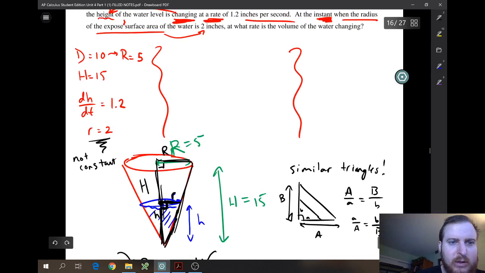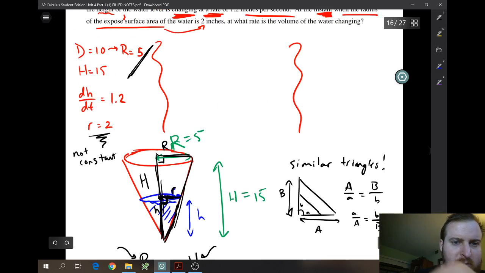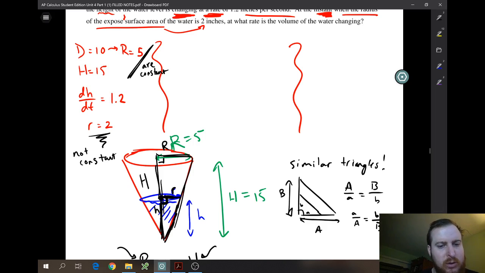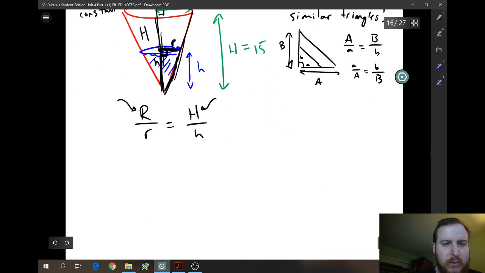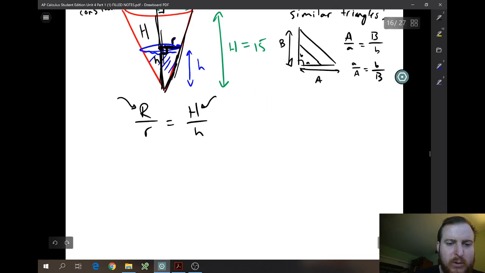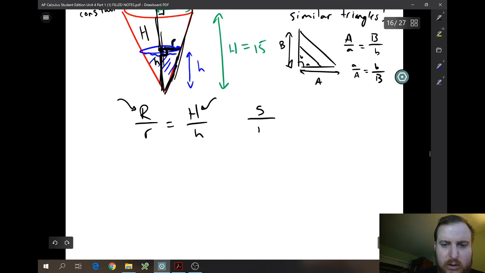But the 10 and the 5, these guys are constant, right? We said that the cone shape is not changing. I know this is a little bit weird, but once you see it 2-3 times, it'll become so much easier. So for the big R, we're going to put in 5 and just leave little r alone. The big H, we're going to put in 15, leave little h alone. And then we're going to cross multiply, and so we get 15h equals 5r.